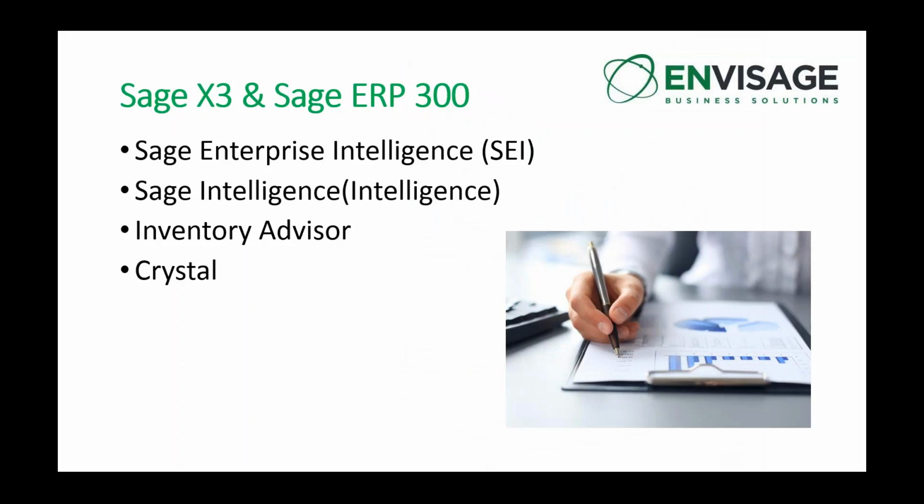Okay, so having said that, they were the out-of-the-box solutions. These are the products that we're going to talk about today, and they relate to both X3 and Sage ERP 300. So we're going to have a little chat, and then we're going to have an overview by Alex of the Sage Enterprise Intelligence module. So I'll probably refer to that as SEI today. Then we also have Sage Intelligence, which we call the Intelligence module. So similar names, but easy to get confused. The Inventory Advisor, and then we'll have a quick chat about Crystal as well.